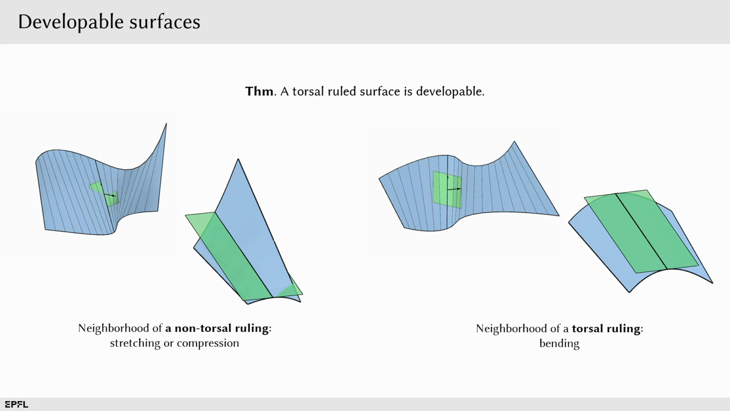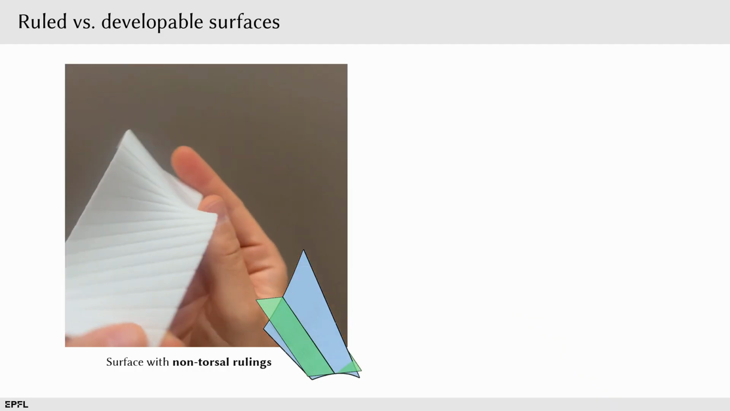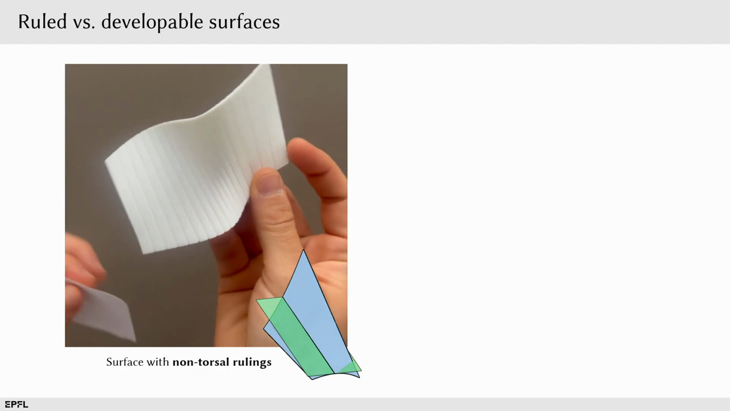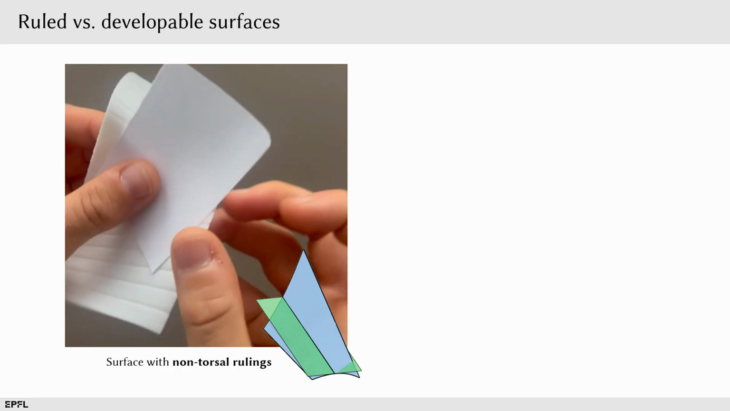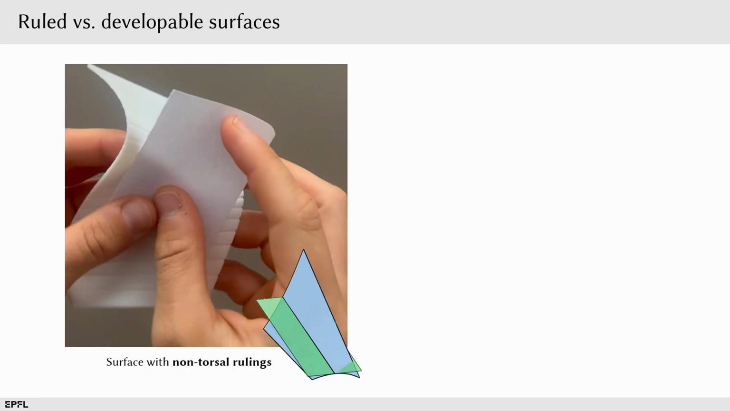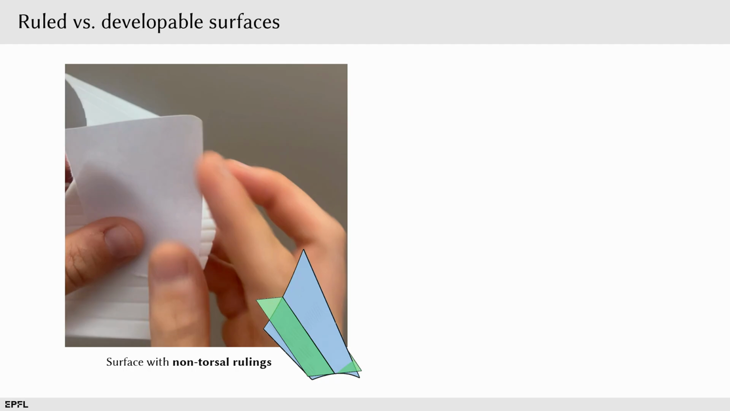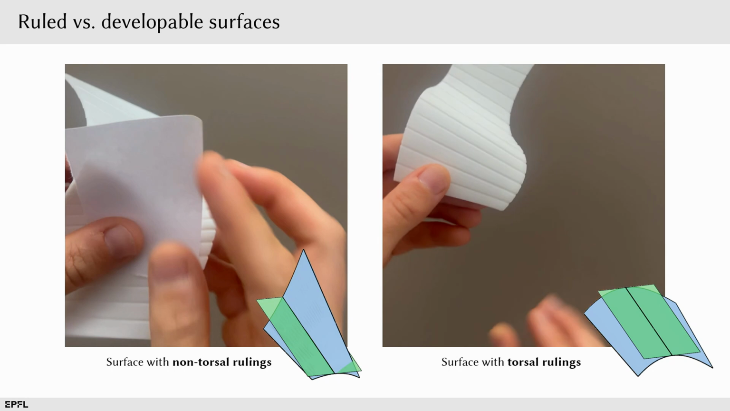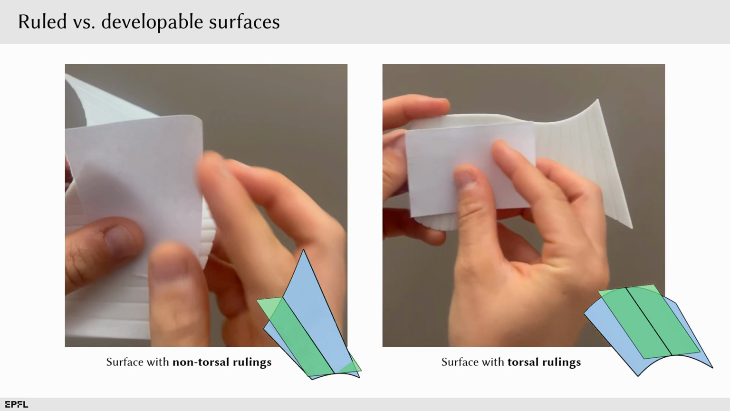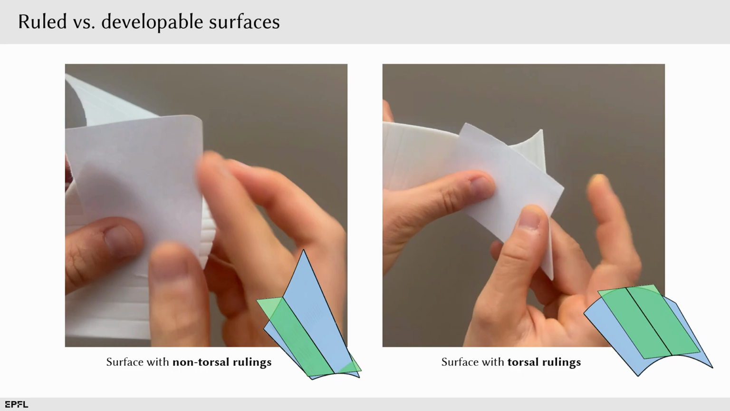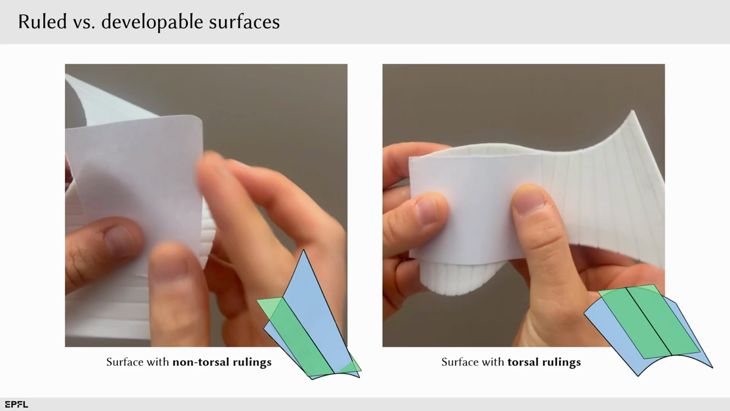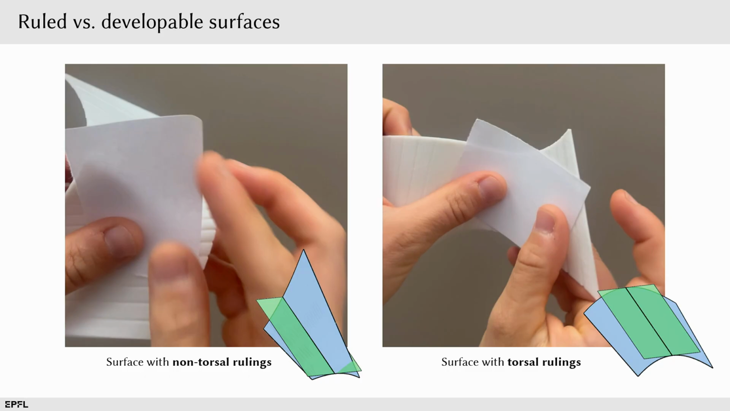We have two models that we brought with us. I will pass them around later. The first case is the non-torsal ruled surface, and you can see that I'm struggling to align a piece of paper around here, and this is due to the property of the rotating tangent planes. Michele, thank you. And in the other case, we have a surface with torsal rulings, and here you can see that I can nicely move the piece of paper around the surface, which is a good indicator for developability.